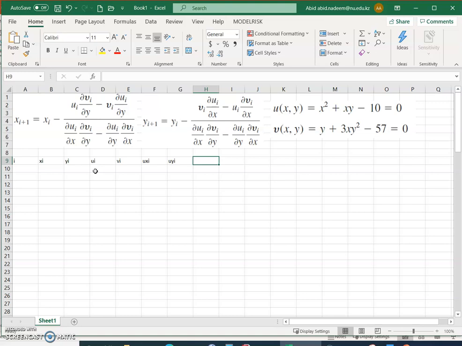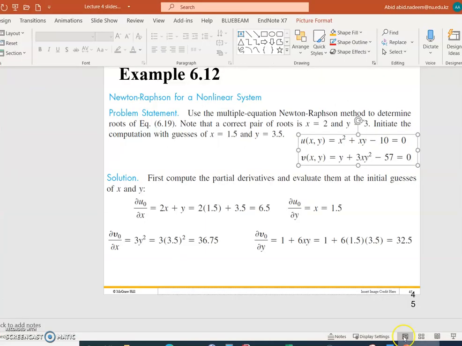Then you can calculate vxi, which will be partial v over partial x, and then vyi, which will be partial v over partial y, and then maybe we can calculate something more. Let's do some calculation so that the picture becomes clear. So for the first iteration, we are taking the initial values as 1.5 and 3.5. Yeah, initially 1.5 and 3.5.